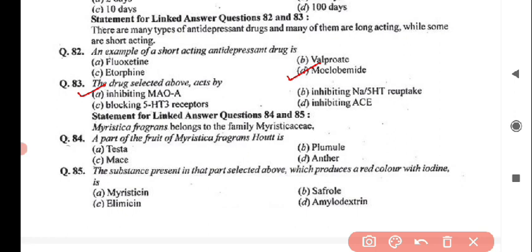Next statement is Myristica fragrans Houtt belongs to the family Myristicaceae. And the question is a part of the fruit of Myristica fragrans is, and the correct answer is option C, mace. Next question is the substance present in that part selected above which produces a red color with iodine is, and the correct answer is option D, that is amylodextrin.